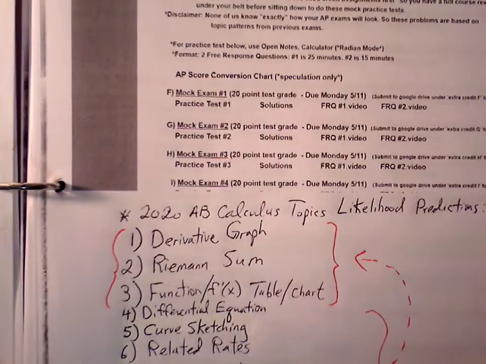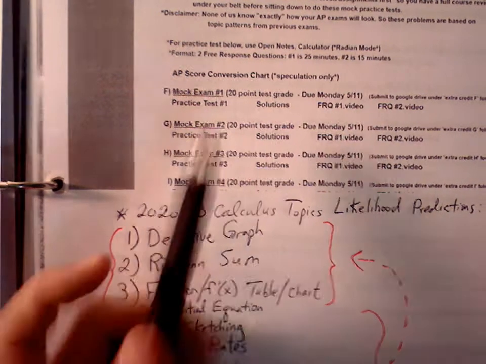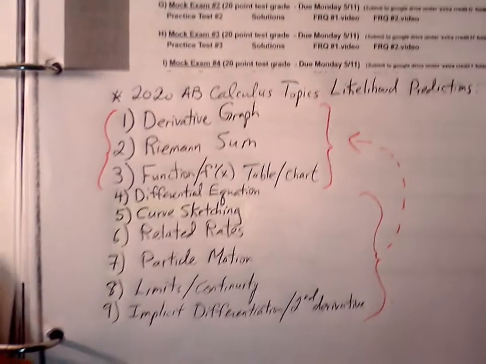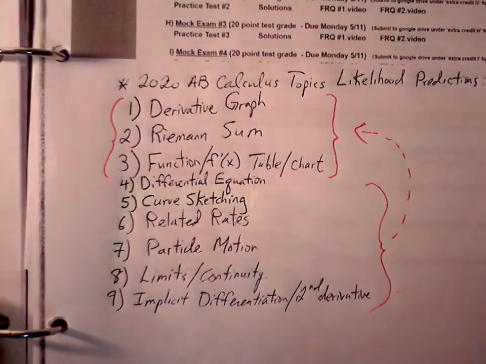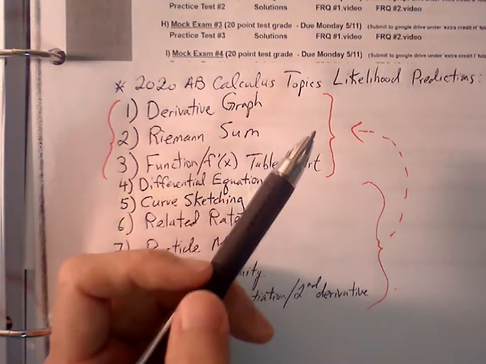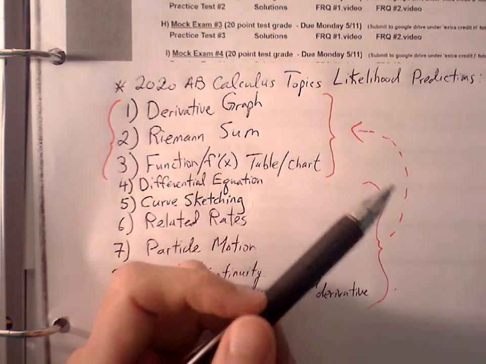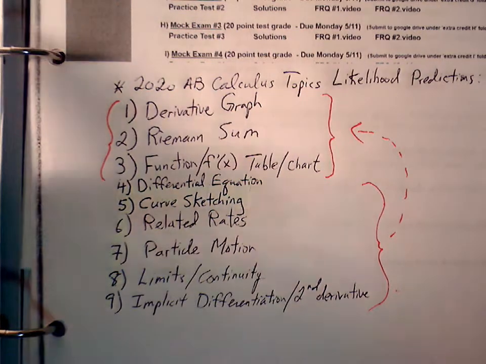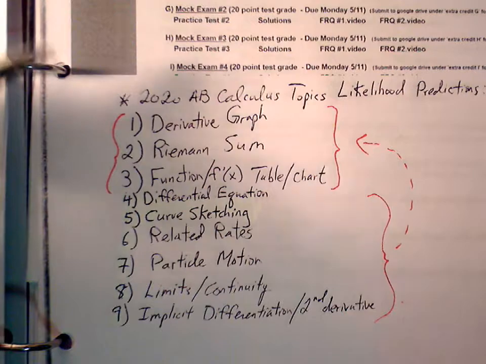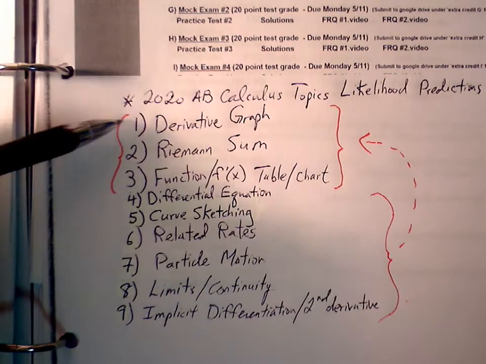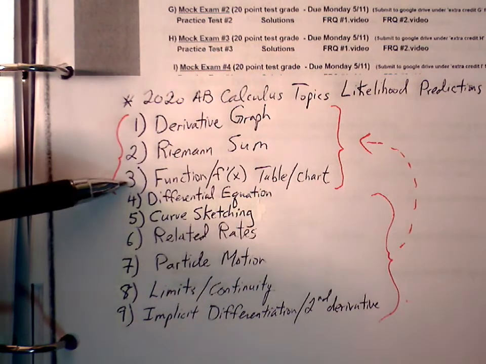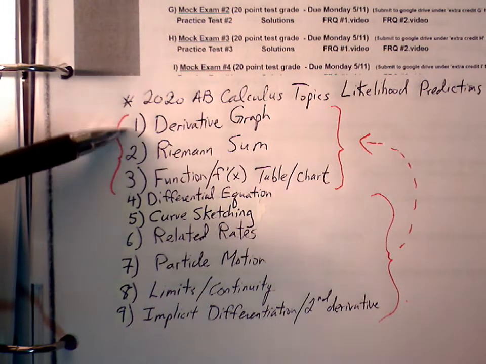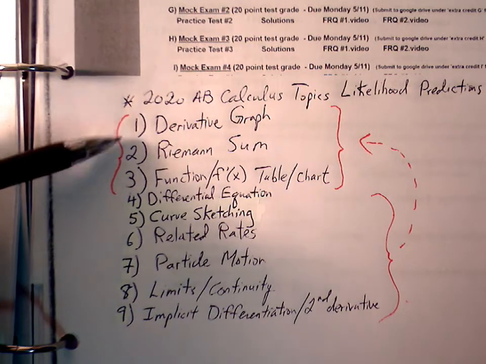Some students were asking, what are the topics that we're going to be seeing? We don't know exactly what's going to be covered. We know it's units 1 through 7. Everything is fair game except for area, volume, disk method, washer method. But this is my prediction: it's going to be either derivative graph, Riemann sums, or maybe functions, F prime table charts. I'm going to put my guess on derivative graphs and Riemann sums.